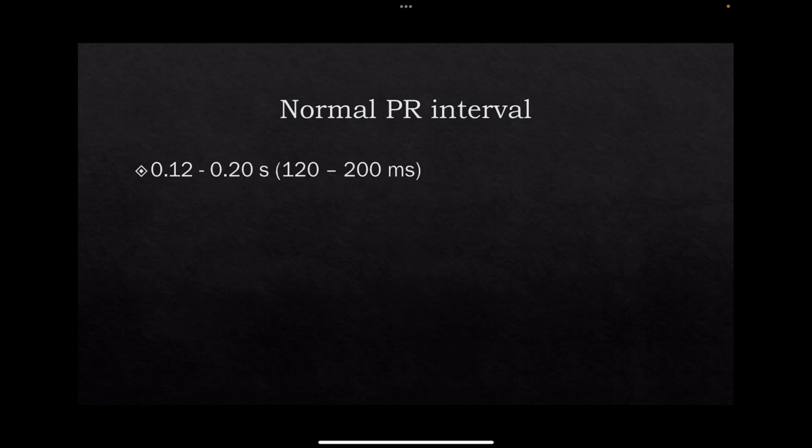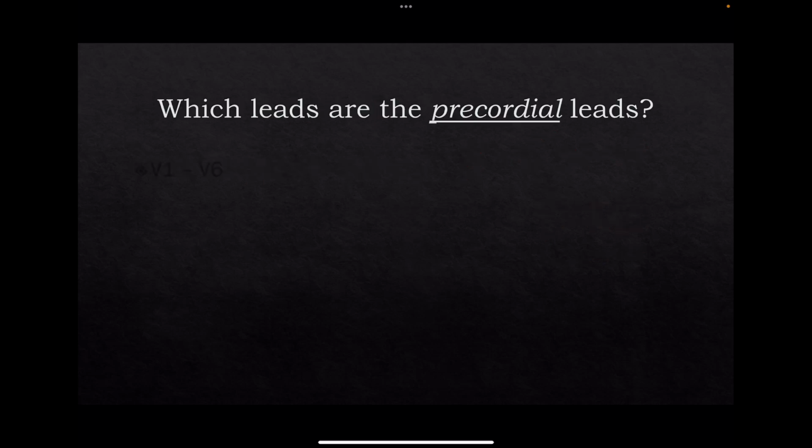Okay, what is your normal PR interval? You can also remember the PR interval should be within 3 to 5 small boxes. So you can look at the beginning of the P wave, make sure it's within one big box, and you know you're good. If it's wider than one big box, we know we have lengthened PR interval. So 3 to 5 small boxes.